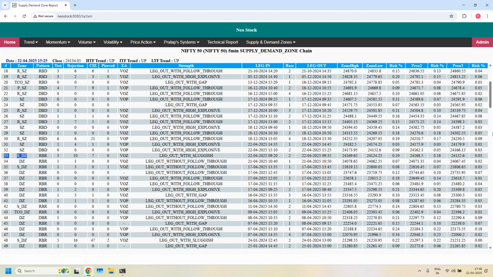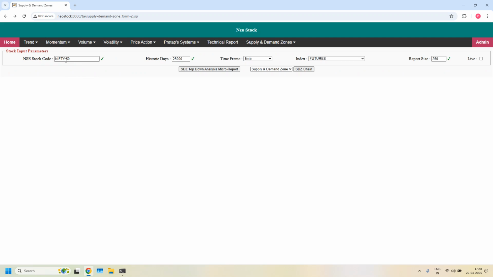So this is about Nifty supply demand zone chain reports. Next I will generate a Bank Nifty supply demand zone chain. I am going back, changing the name to Nifty Bank. That is nothing but Bank Nifty, and starting with monthly time frame, generating monthly supply demand zone chain for Bank Nifty.